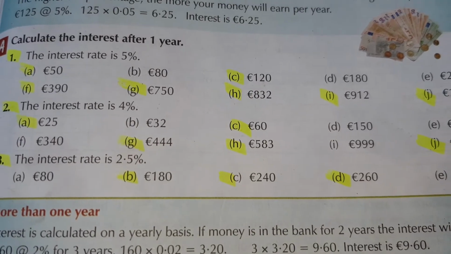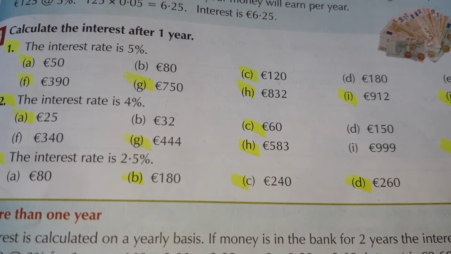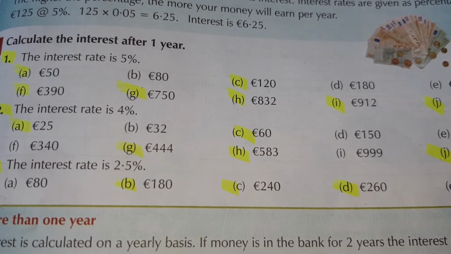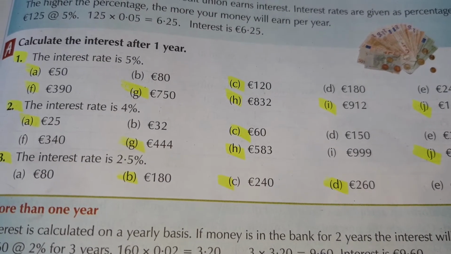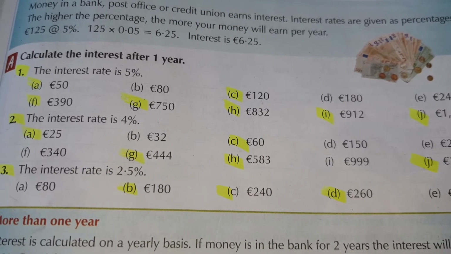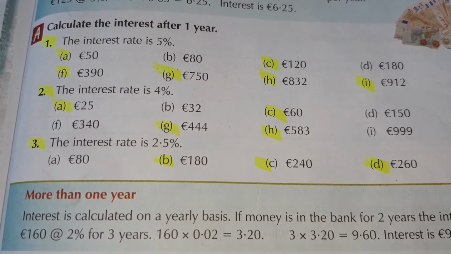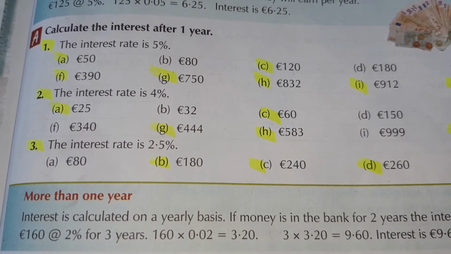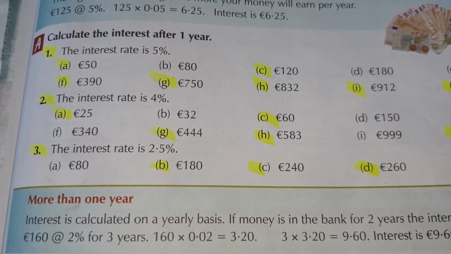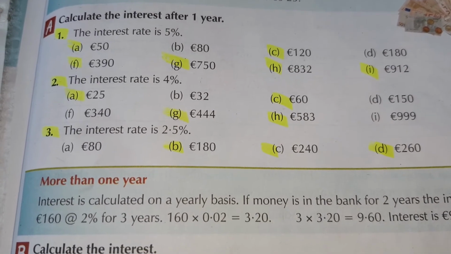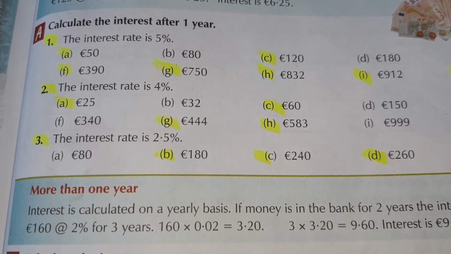Okay, so the answers for the rest of A. So I did 1A, so that was €2.50 again, and C was €6. So then you had F was 19.50. G was 37.50, H was 41.60, I was 45.60, and J 55.20. 2A is €1, C €2.40, G €17.76, H 23.32, J 51.40, and number 3 there, 3B is €4.50, C is €6, and D is €6.50.